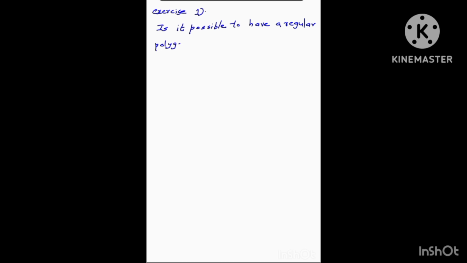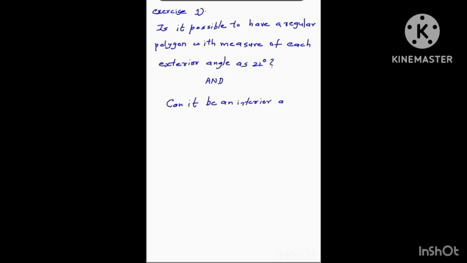Is it possible to have a regular polygon? Remember, it is talking about a regular polygon. You know what a regular polygon is? Is it possible to have a regular polygon with a measure of each exterior angle as 22 degrees? That is, can a regular polygon have an exterior angle of 22? That is what is asked. And the next part is, can it be an interior angle? That means, can a regular polygon have an interior angle of 22? It is asking whether it is possible or not possible, and the reason why. Solution.